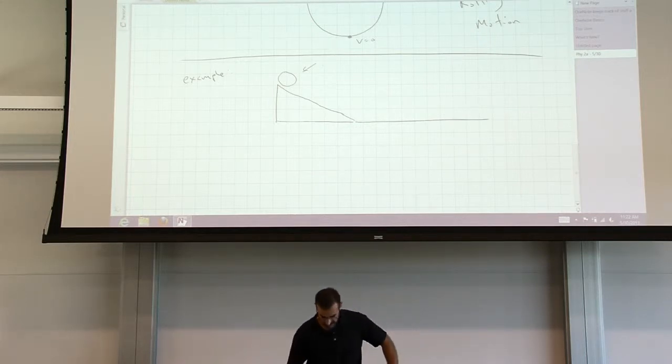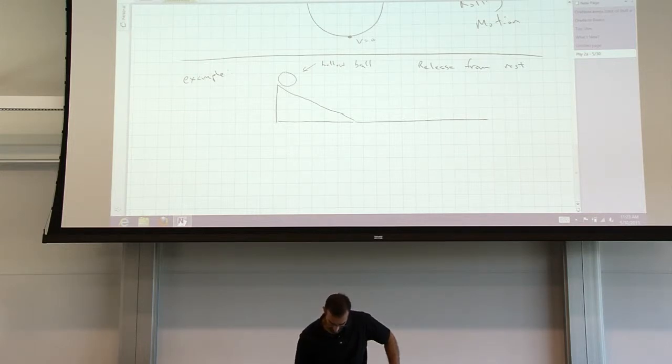How about a hollow? We'll make it like a true, most balls, basketball, something like that, is a hollow sphere, right? So we'll make it a hollow ball. We're going to release it from rest. It starts at some height h.